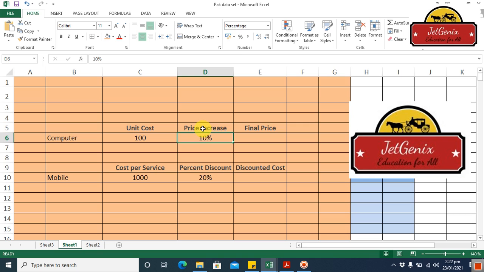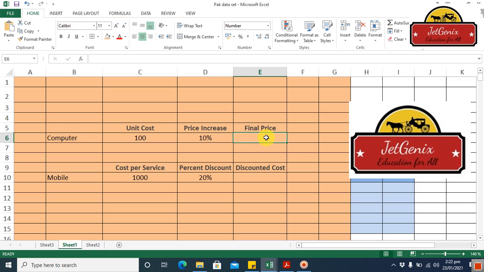And the other thing I want to say, let's say we are repairing or giving mobile services, and the cost per service is 1000. We are offering a 20% discount, which means this value should be decreased by 20%. In the first case, the computer case, we are going to increase the amount by 10%, and in the second case, the mobile case, we are going to decrease this amount by 20%. So how are we going to calculate these increases and decreases?